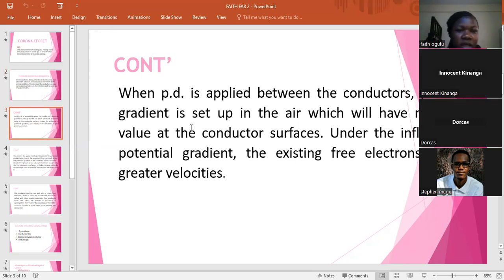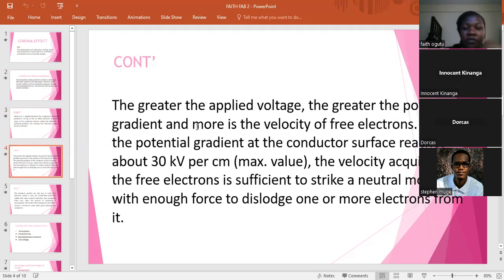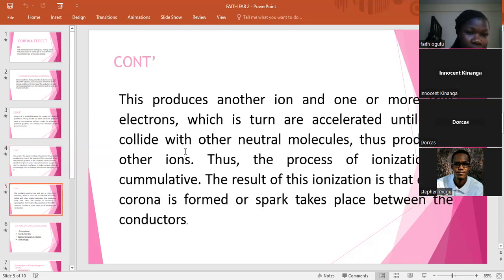And when the potential difference in the overhead transmission line exceeds 30 kV per centimeter, that is the maximum value under which corona starts to occur, there is ionization of the particles surrounding that particular transmission line. Hence, a violent glow or a hissing sound is produced in the area surrounding that overhead transmission line.